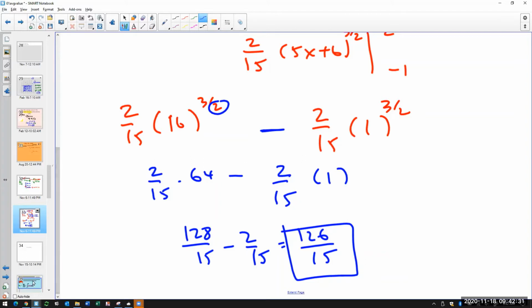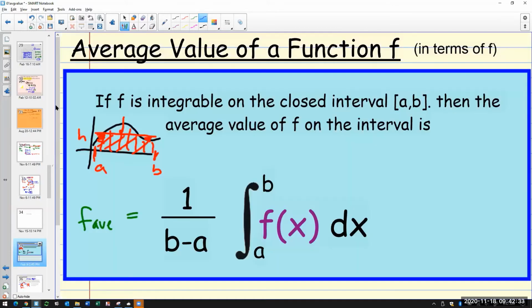I want to go to average value now. So go to your formula sheet, please. We're looking at the second paper of your formula sheet. Look at the second paper, go to the back of the second paper. So page 4. Basically page 4 of your formula sheet, okay?